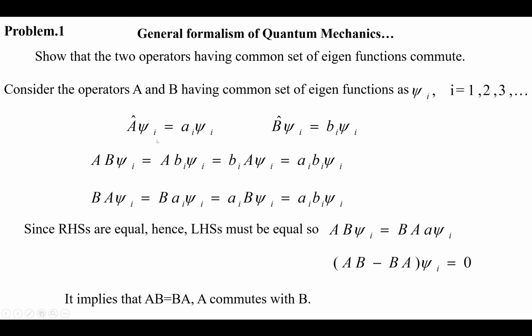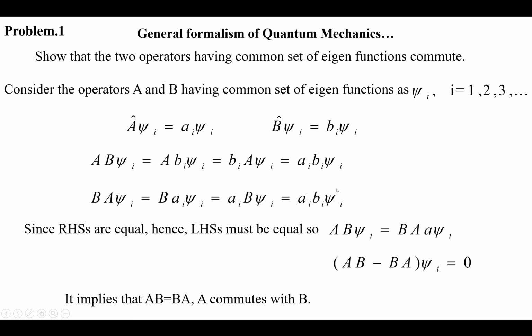Okay. Now take the first equation and multiply on both sides by B. So B A psi i, where the A operator operating on psi i will give us a_i psi i. So now this equation becomes B a_i psi i, and of course a_i is a constant, it's an eigenvalue, it's a number, maybe a complex number or real number. So now a_i I can pull out, so a_i, B operating on psi i will give us b_i psi i. You compare these two equations.